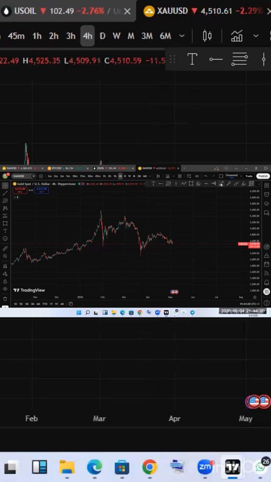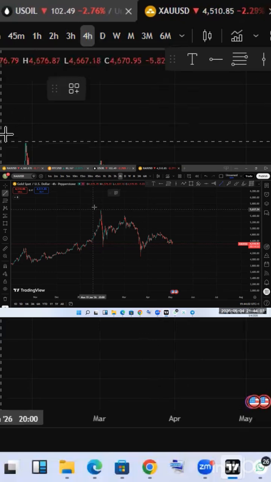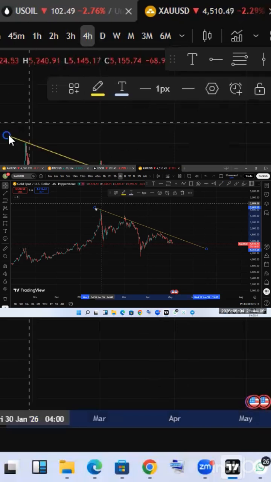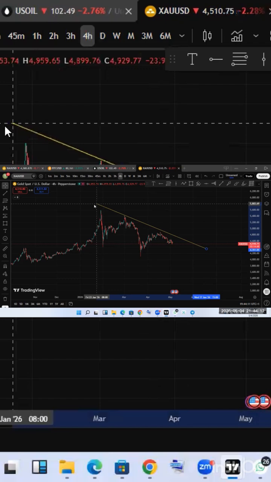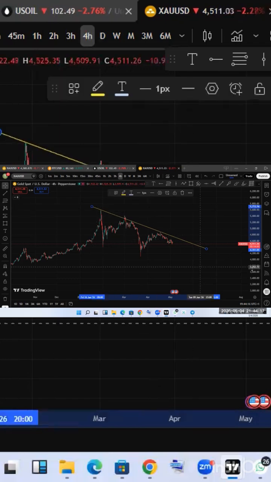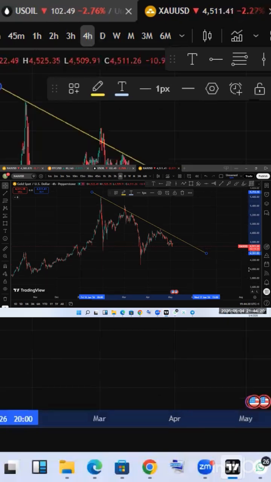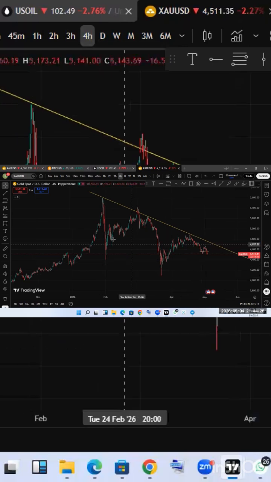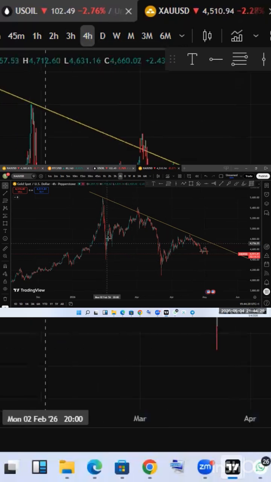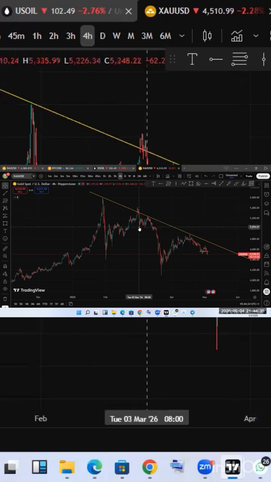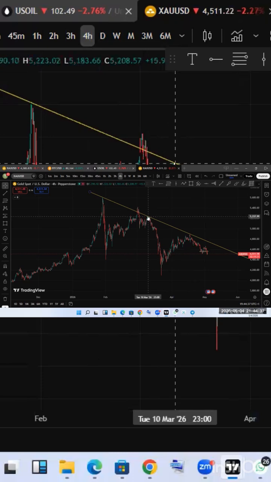So let me draw a trend line to show the downtrend. This is what they mean by trend line touches. As I draw this trend line, we can see when the price dropped from here, it got to this height, it broke this trend line, it dropped again. It went back to retest the trend line. This is trend line touches on a downtrend.